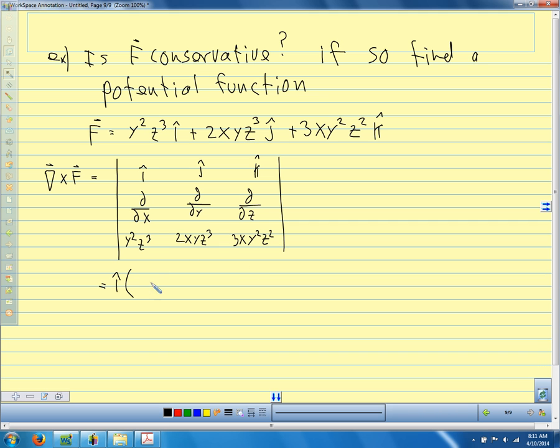Okay, so I take this partial derivative with respect to y, I have 6xyz squared, minus the partial derivative of this with respect to z, and I get 6xyz squared. Minus j hat, and now I'm going to take the partial with respect to x of this. So I get 3y squared z squared.